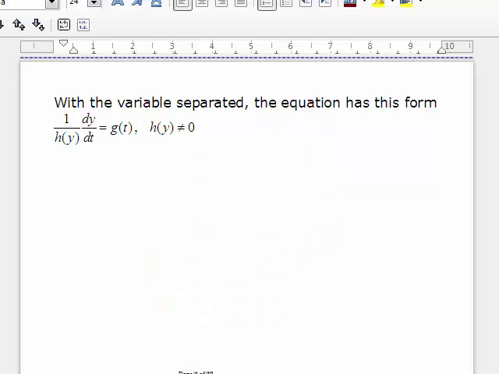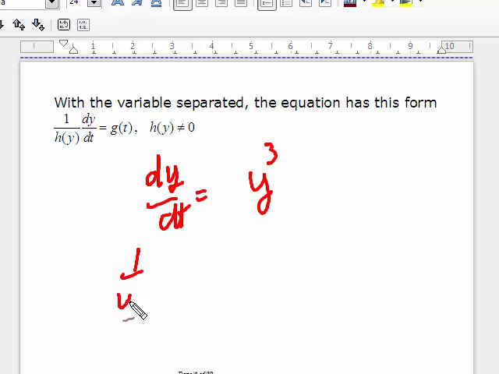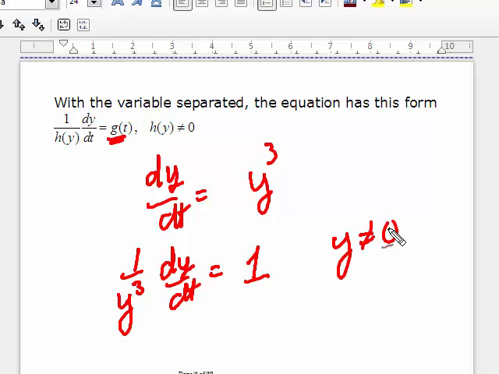It's also possible to separate variables when the function g of t is only 1. For example, if I have dy by dt equals y cubed, when I separate the variables, I get 1 over y cubed dy by dt equals 1. It's okay that this is a constant.